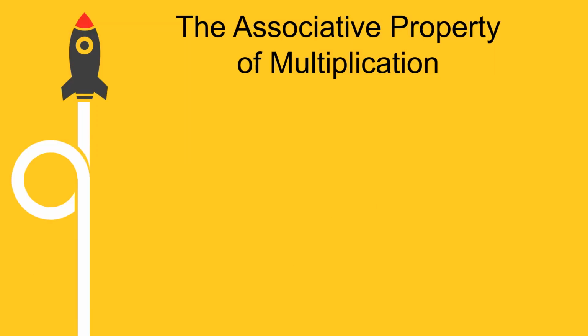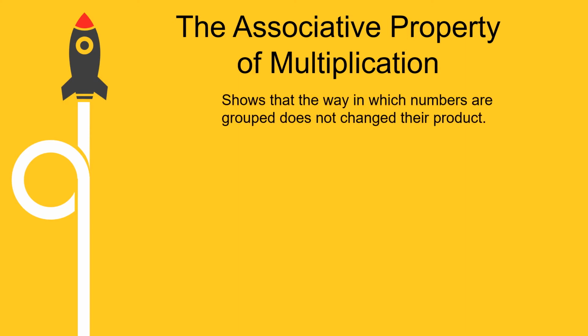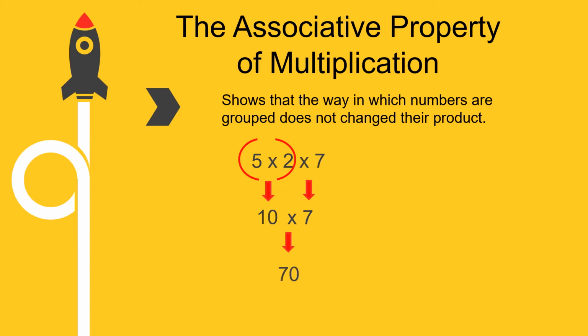Let's talk about the associative property of multiplication. It shows that the way in which numbers are grouped doesn't change their product. Let's see an example. 5 times 2 times 7. We are going to group this equation by the first two digits, 5 times 2. Now let's solve it. 5 times 2 equals 10. Then we bring down times 7. 10 times 7 equals 70.